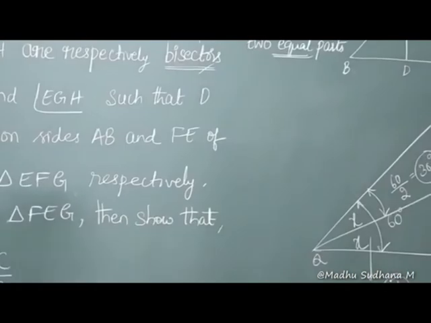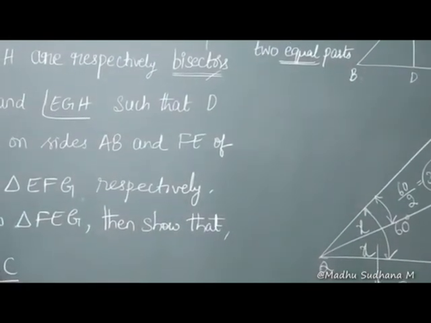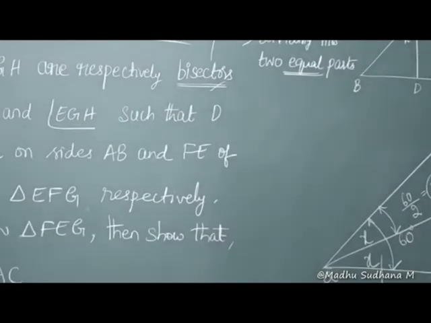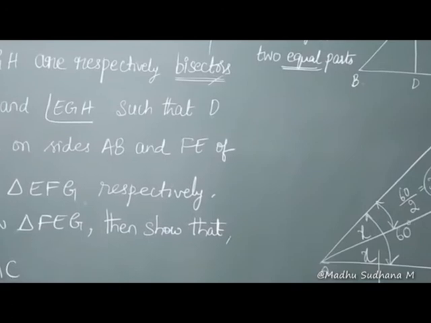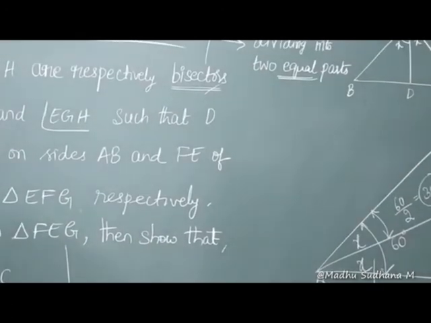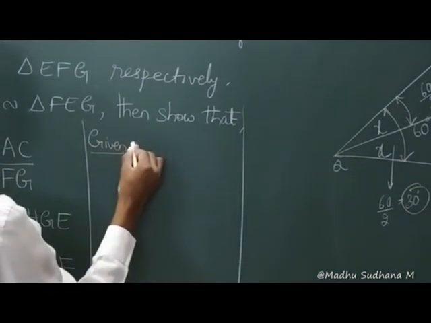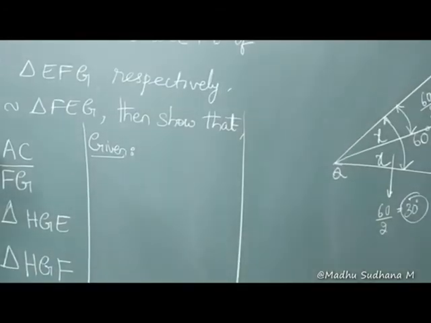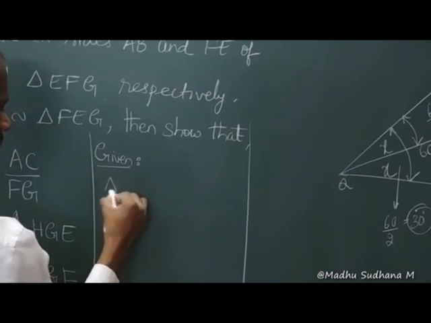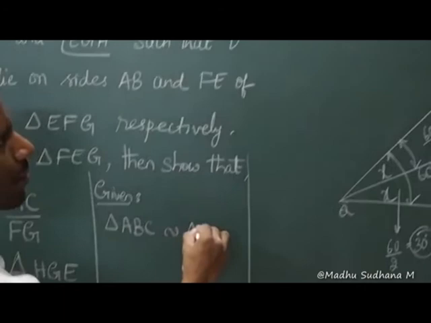So we need to prove that triangle ABC and triangle EFG are similar. So this is one "if" condition, right? In the given part, what is the given part? These two triangles are similar. Let us look at the diagram and write triangle ABC similar to triangle, which is it?